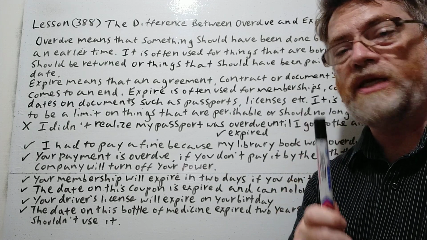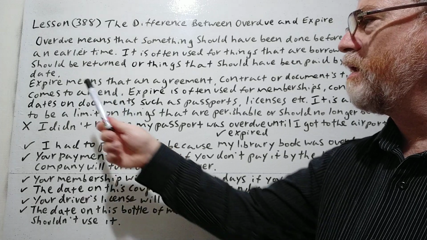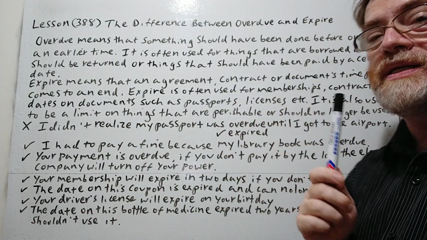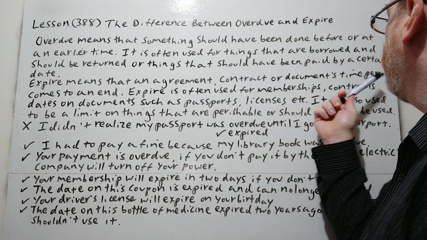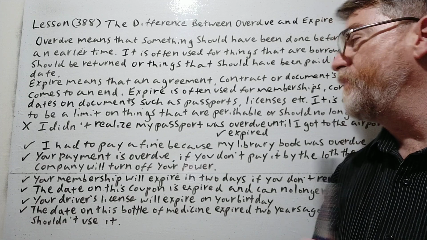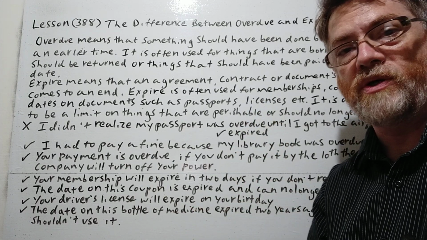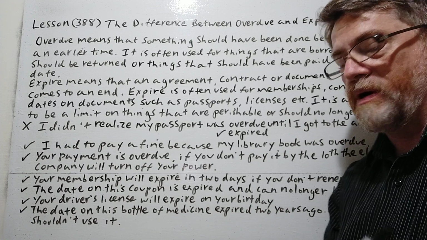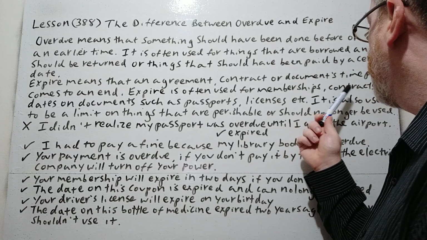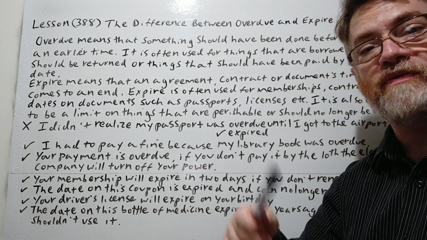Your electric bill could be overdue, or your gas bill could be overdue. Okay, let's continue here with expire. Expire means that an agreement, contract, or document's time period comes to an end. Expire is often used for memberships, like if you belong to a gym or a health club, you may have a membership. Contracts, of course, contracts can expire. They do have an ending date.